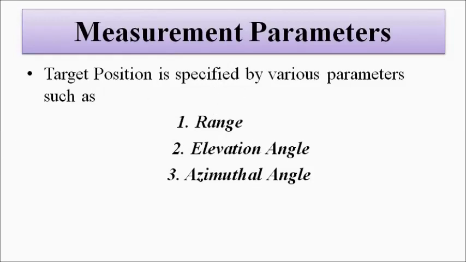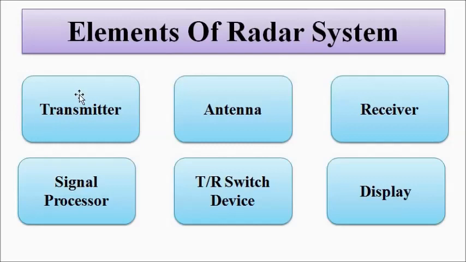That's why I said it. And the basic components or elements of a radar system, that also we have discussed: transmitter, antenna, receiver, signal processor, the transmitter receiver switch device, which acts as an on off switch that determines whether the radar is acting as a transmitter or receiver. And then we have the display.